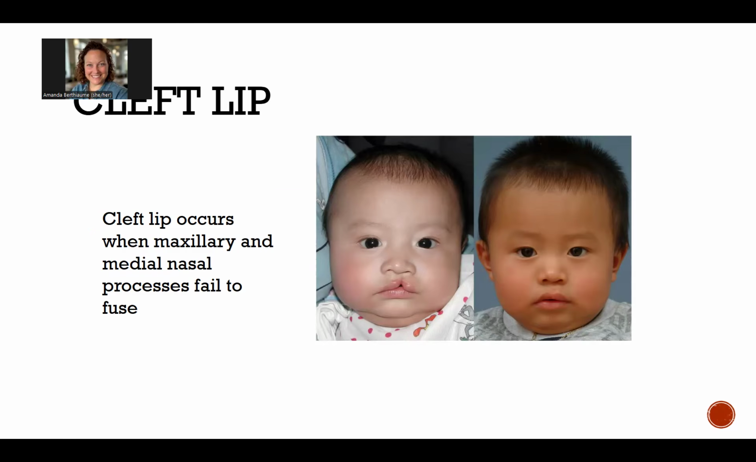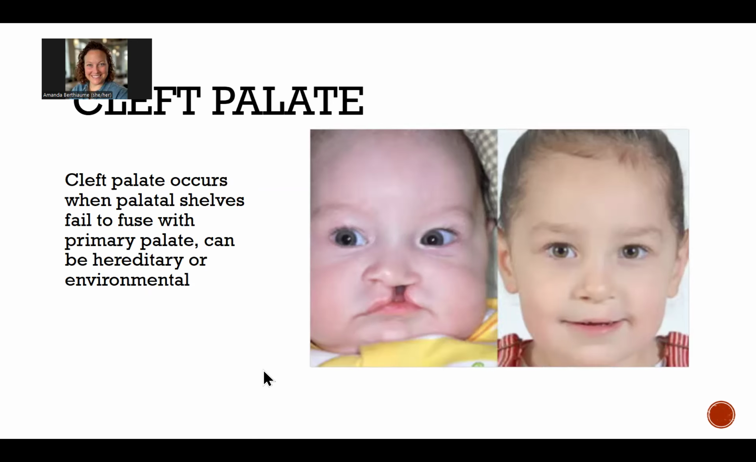So cleft lip occurs when the maxillary and medial nasal processes fail to fuse. Cleft palate occurs when the palatal shelves fail to fuse in the primary palate, and it can be hereditary or environmental. Both of these can have long-term effects if not treated, multiple surgeries to treat it. You can see the differences, though. With these surgeries, it almost looks like now it's all undetectable that they even had it, or a slight scar there.